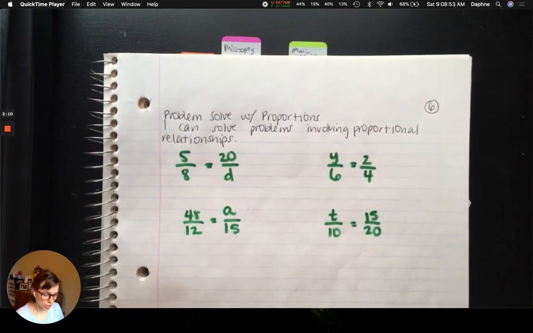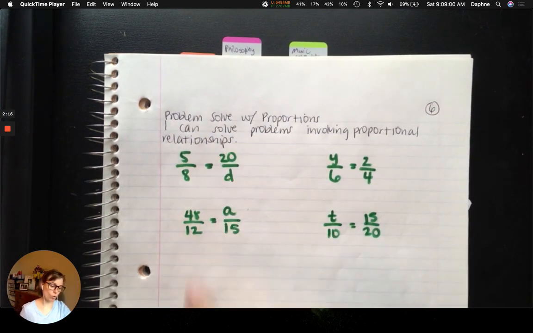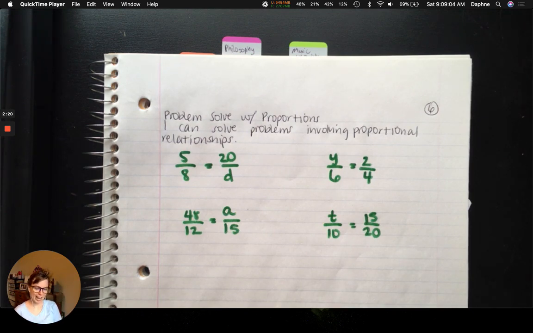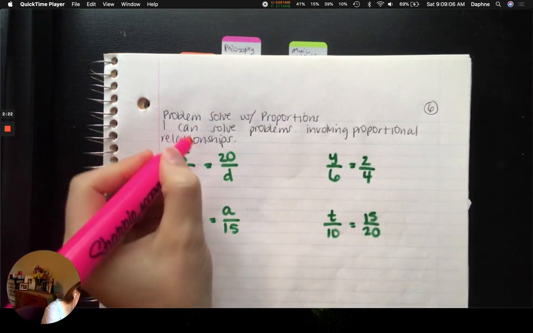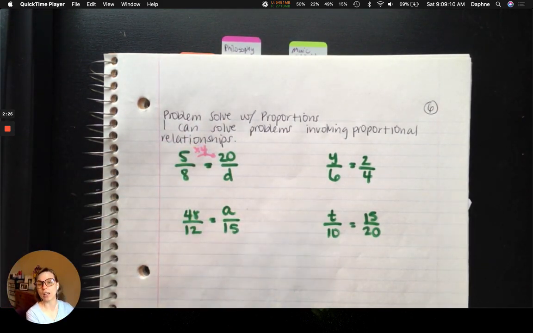So on this first one, remember how we were able to multiply denominators? So like 5 times 4. I'll use the pink. Why not? Pink's nice. I like pink. So 5 times 4 gets us that relationship with 20.